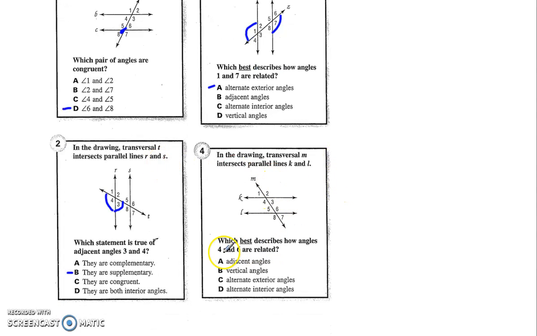Number 4, angles 4 and 6 is what we're investigating. These are alternate interior. They're on the inside of these 2 lines, and they are on opposite sides of the transversal.